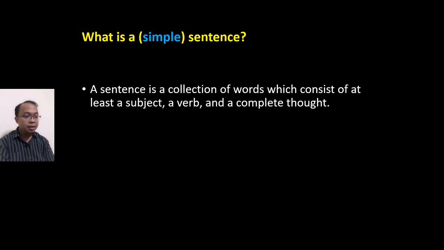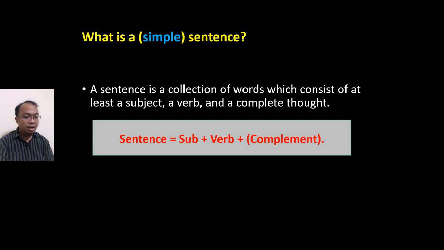All right, good. What is more? This is the formula. Above it is the definition. Please do not confuse the sentence definition with its formula. When we are talking about the formula, we are talking about sentence equals subject plus verb plus complement. But when we are talking about a sentence definition, we are talking about a combination of words which consists of at least a subject, a verb, and a complete thought. So actually they are almost the same, but we just refer to them differently.